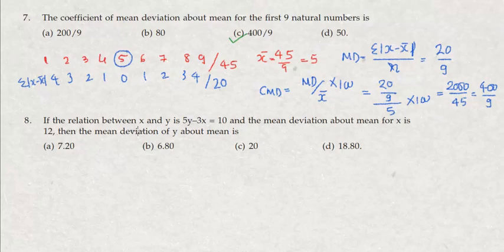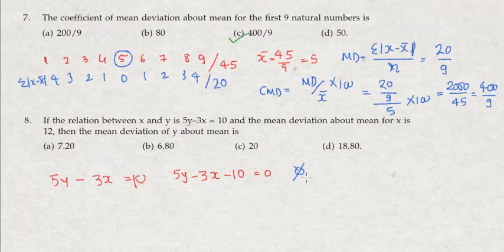If the relation between x and y is 5y minus 3x is equal to 10, and the mean deviation about mean for x is 12, then the mean deviation about the mean for y is. Our equation is 5y minus 3x is equal to 10. So we can also write the equation like 5y minus 3x minus 10 is equal to 0. Now mean deviation is completely free from the change in origin.